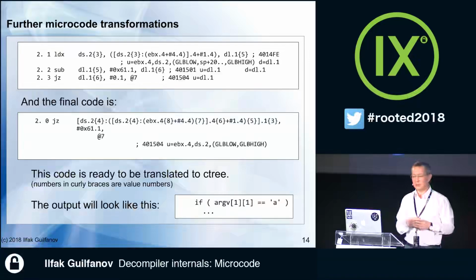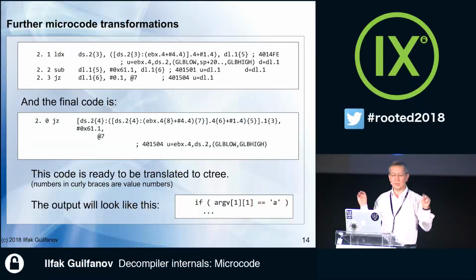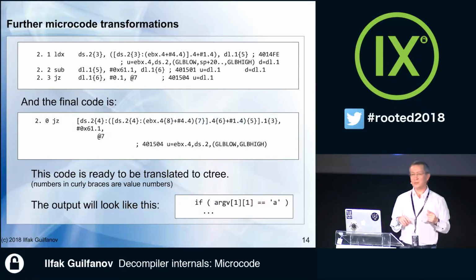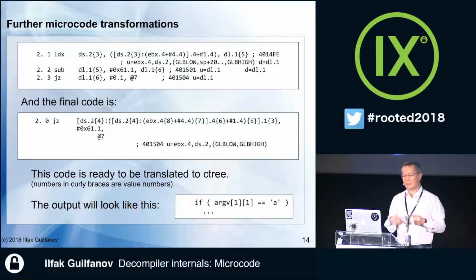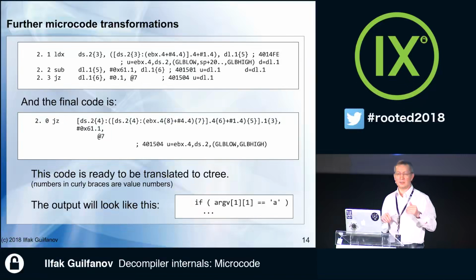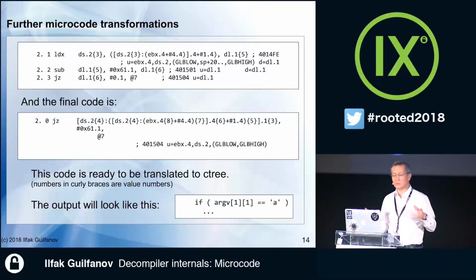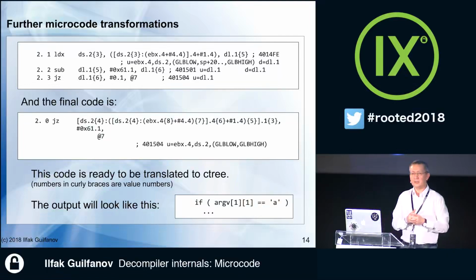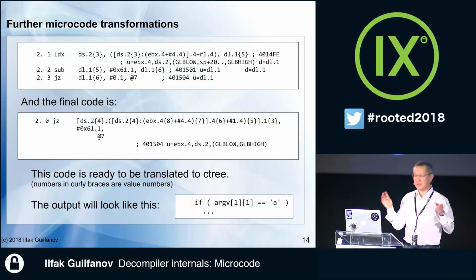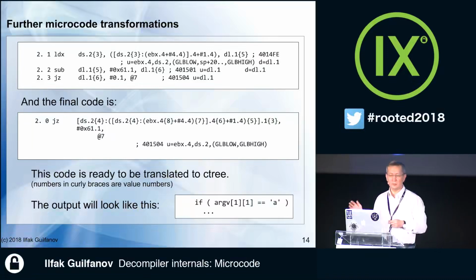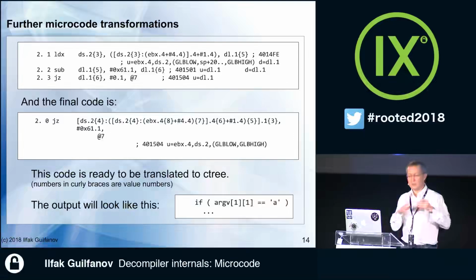For example, you see that we have just one instruction now. It says, if jump 0, then we have a very, very big condition, then jump to the block number 7. It happened so because the LDX and sub instructions got propagated inside the jump 0 instruction. And the final code is ready to be translated to C3, or if you present things in a C-like pseudocode, then we will end up with a very nice one line saying that if the argv blah blah blah equals A, then we do something. So that's how it works.